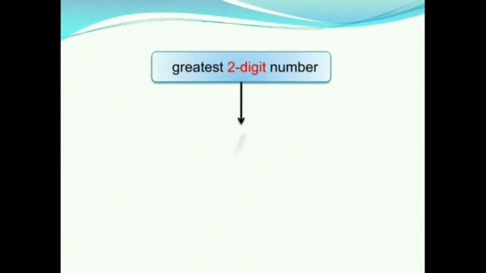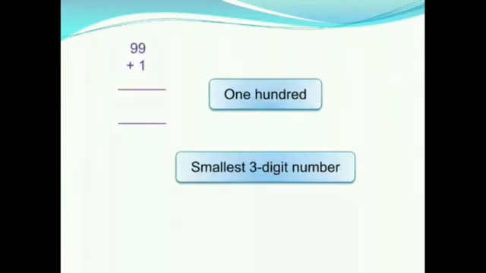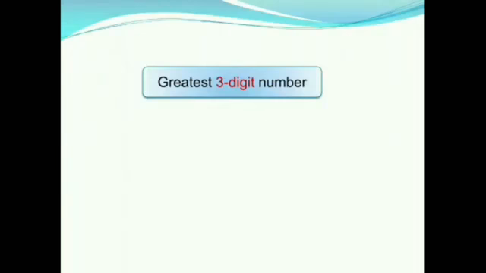Yes, it is 99. When we add 1 to the greatest 2-digit number, we get the smallest 3-digit number. 99 plus 1 equals 100. 100 is the smallest 3-digit number. Now we got the smallest 3-digit number. Now we will go to greatest 3-digit number. Which is the greatest 3-digit number?